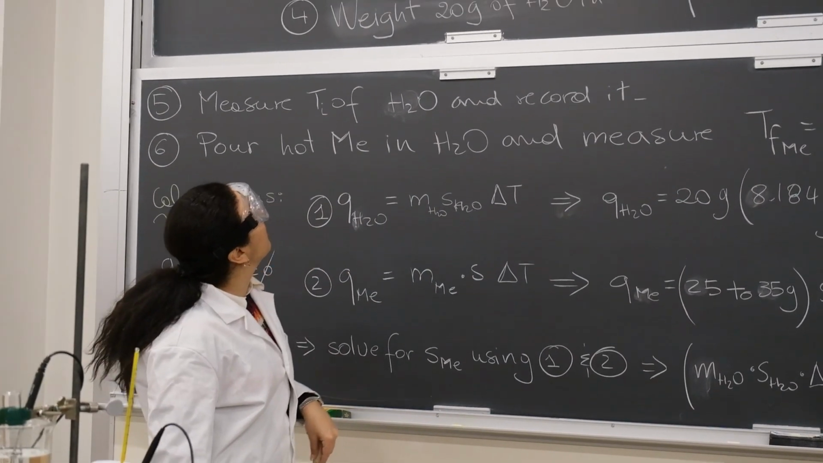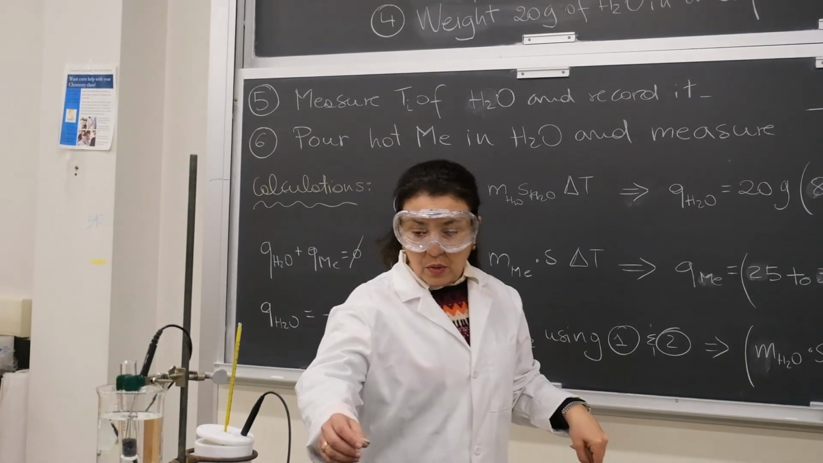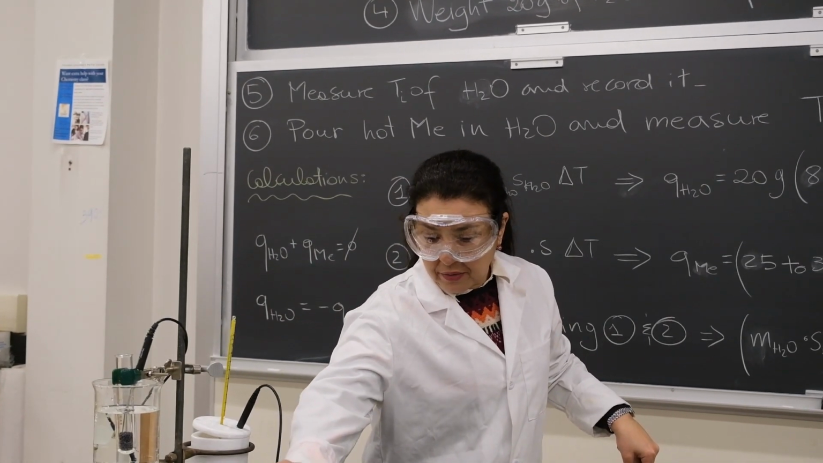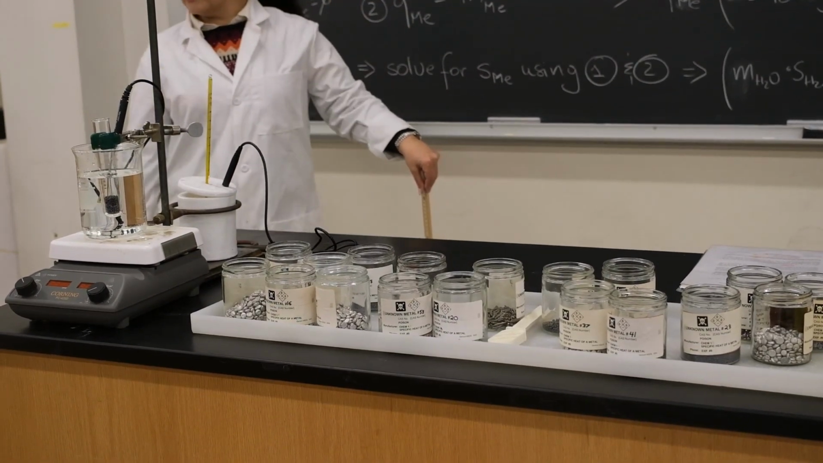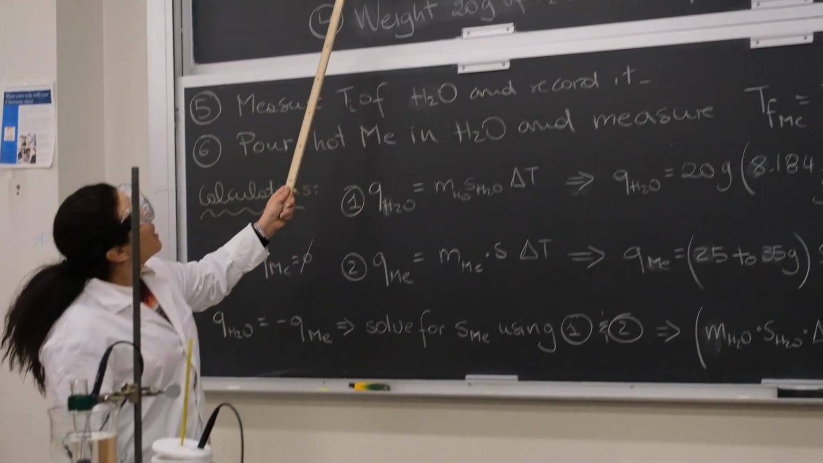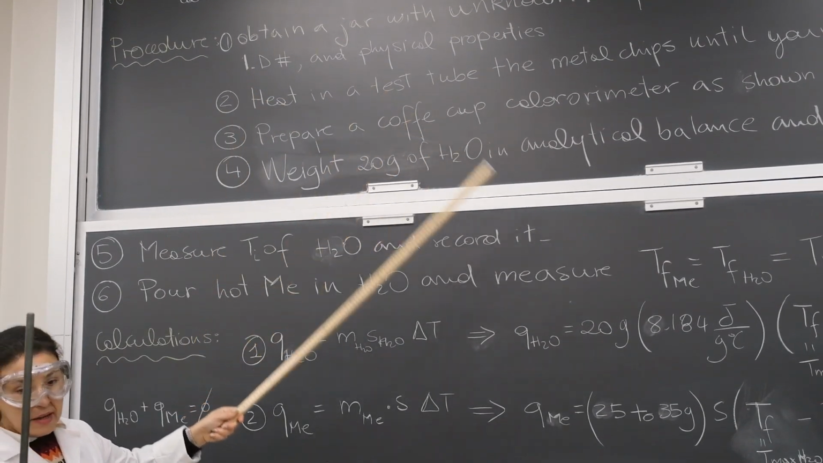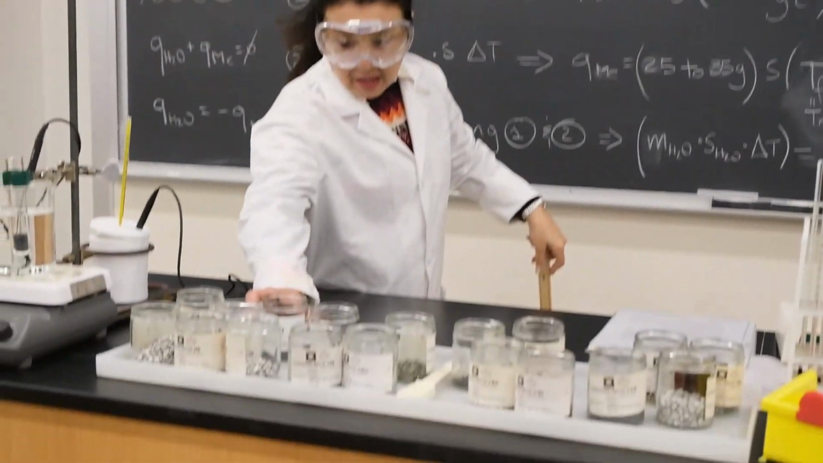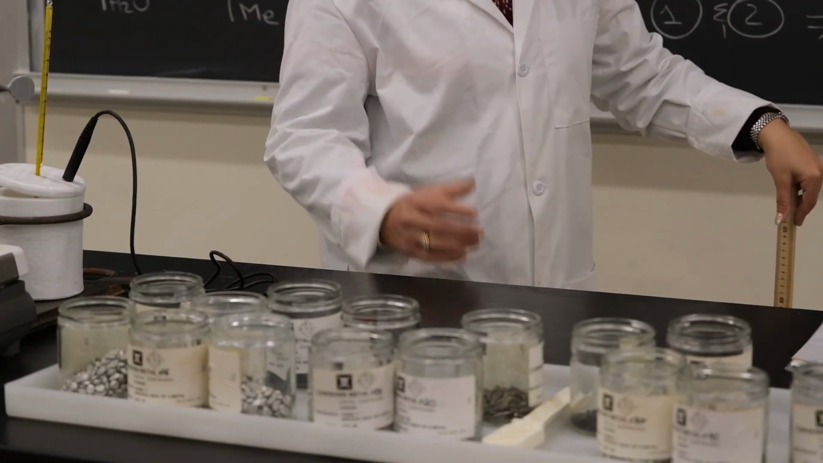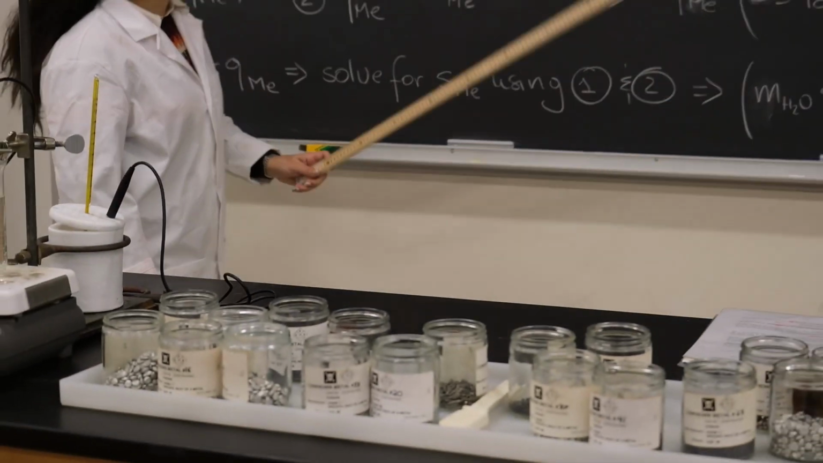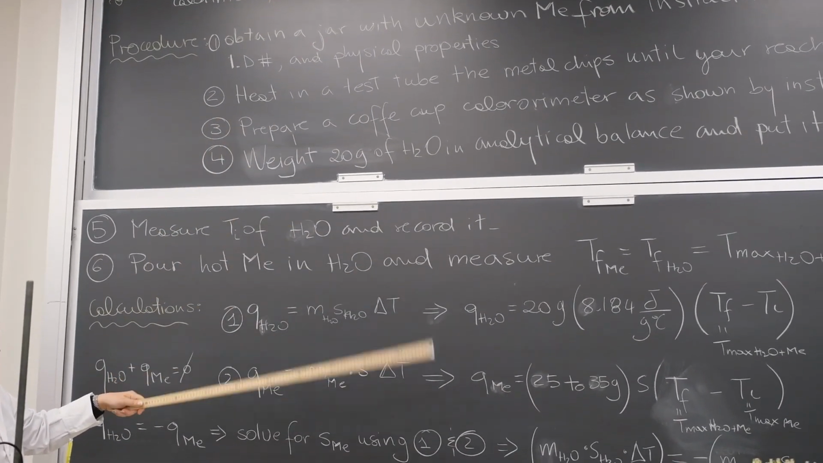So I'm going to assign each of you one jar of these metals. You don't know what these metals are. You need to write down the ID and the physical properties, meaning is it shiny? What is the size of the pellet? Everything that you can think of, okay? So color.